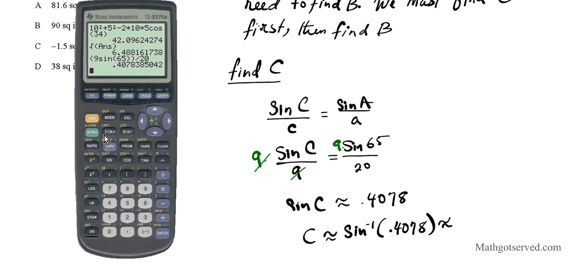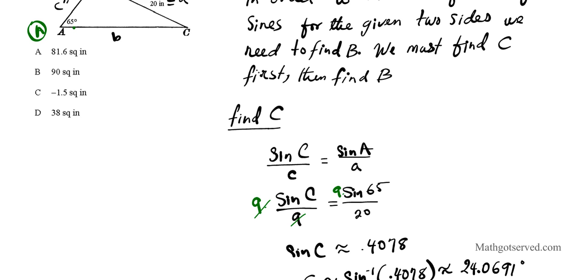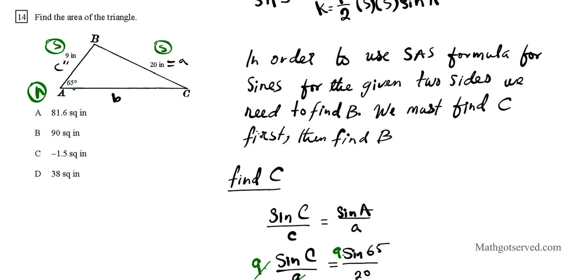So we're going to do the inverse sine of, let me just use the previous answer, second function negative. So plug in my previous answer, 24.0691. Okay, so big C is approximately 24.0691 degrees. Okay, now let's see if that's big C, 24.0691. Let's put that in here. 24.069. Now what is big B?